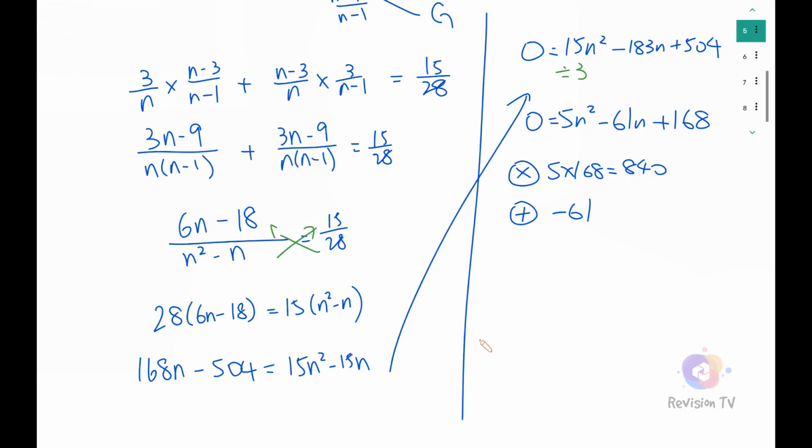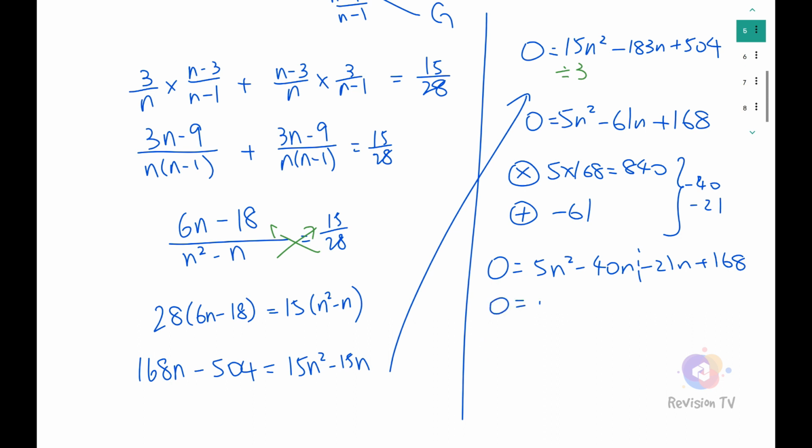This one is minus 40 and minus 21. So we can split that into 5n squared minus 40n minus 21n plus 168. So factorize it in here.